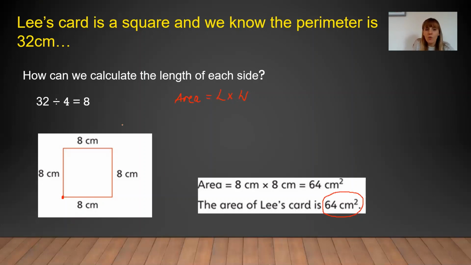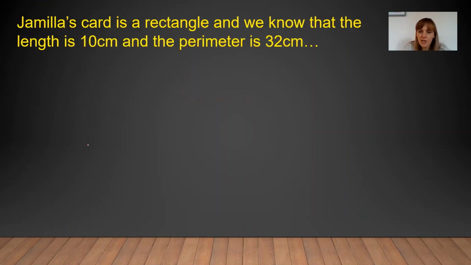Okay, now we've managed to calculate and figure that out just from knowing the area and using our knowledge of the fact that a square has 4 identical length sides. And so we've then found out what one length and one width is, multiplied them together, and that's given us the area. Now, Jamila's card is a little bit more tricky. So her card is a rectangle. We know that the length of the card is 10 centimetres and still the perimeter is 32 centimetres.